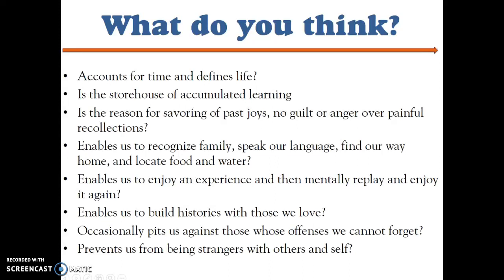So, what do you think accounts for time and what defines life? What helps us to not be strangers with ourselves? Every morning when you wake up and you look at your mirror, you're able to see the person in the mirror and smile, right? Because you know it's you. What if one day you wake up and you don't know who the person is?